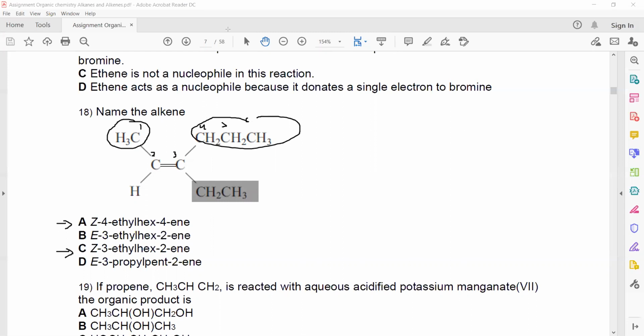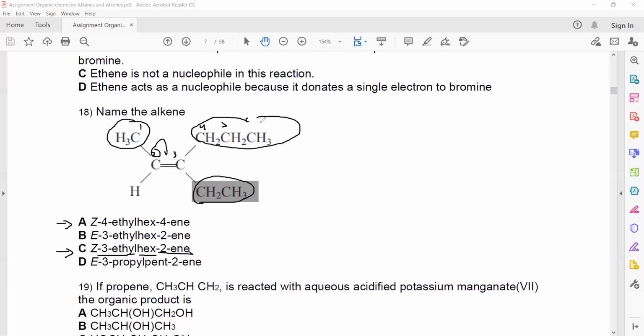So we have a branch also, and a double bond also. At which position do we have a branch? At the third position, we have a branch of 2 carbons. That is why it is 3-ethyl. Why hex? Because there are 6 carbons in the chain, hex. And the second and third carbons have a double bond, so it is hex-2-ene.